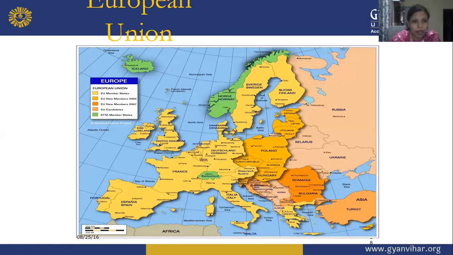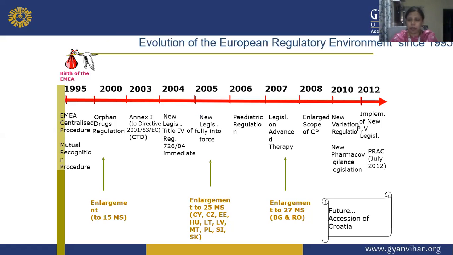So here you can see there are multiple things. The complete Europe picture is given. Now, the evolution of the European regulatory environment since 1995. So, in 1995, the birth of the EMA, that is the European Medicines Agency, sorry. So EMA 1995, the EMA centralized procedure is launched. In 2000, the orphan drugs are regulated by the EMA. Then Annex 1 comes in 2003. Then in 2004, new legislation, Title 4, is launched. Then in 2005, new legislation is fully enforced.